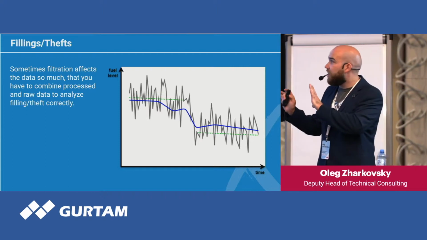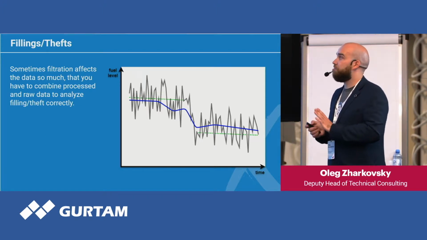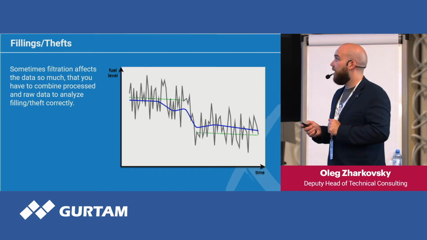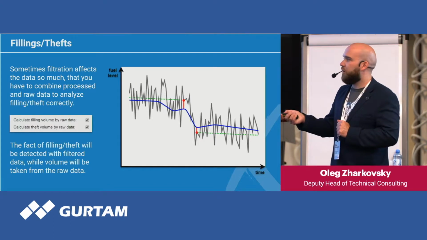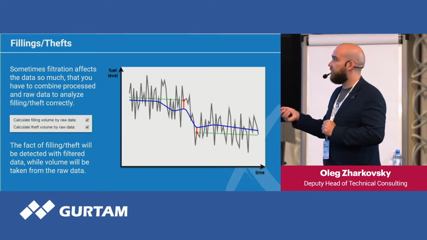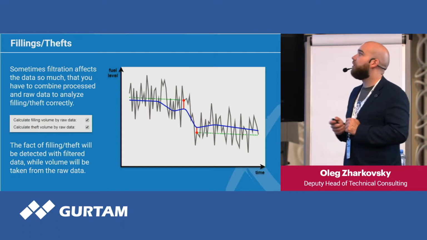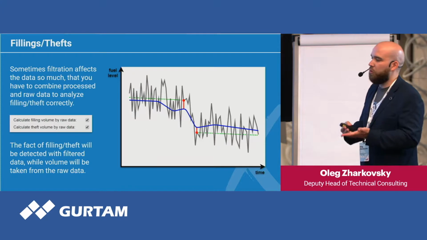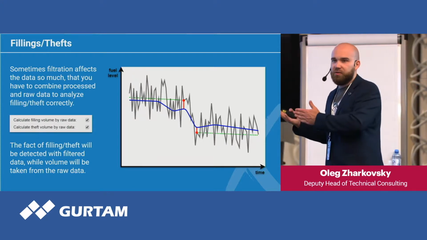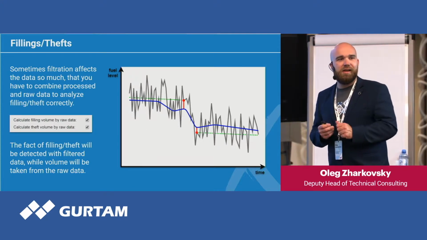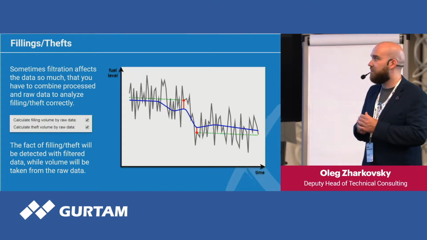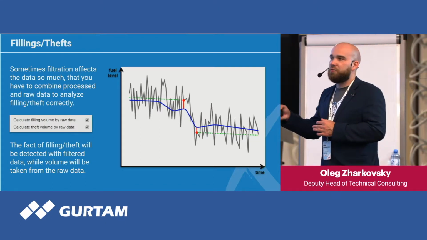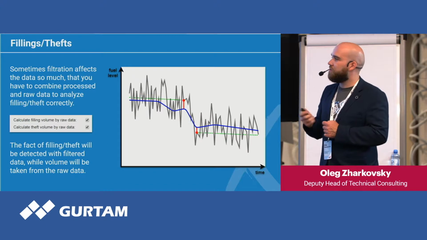So this is some kind of expected fuel level, and we can combine the raw data and the smooth data with the help of two options. In some cases, the volume of fill-ins and thefts will be better. Just check it on some test fill-ins and thefts, and you'll understand whether you should turn on this option or not.